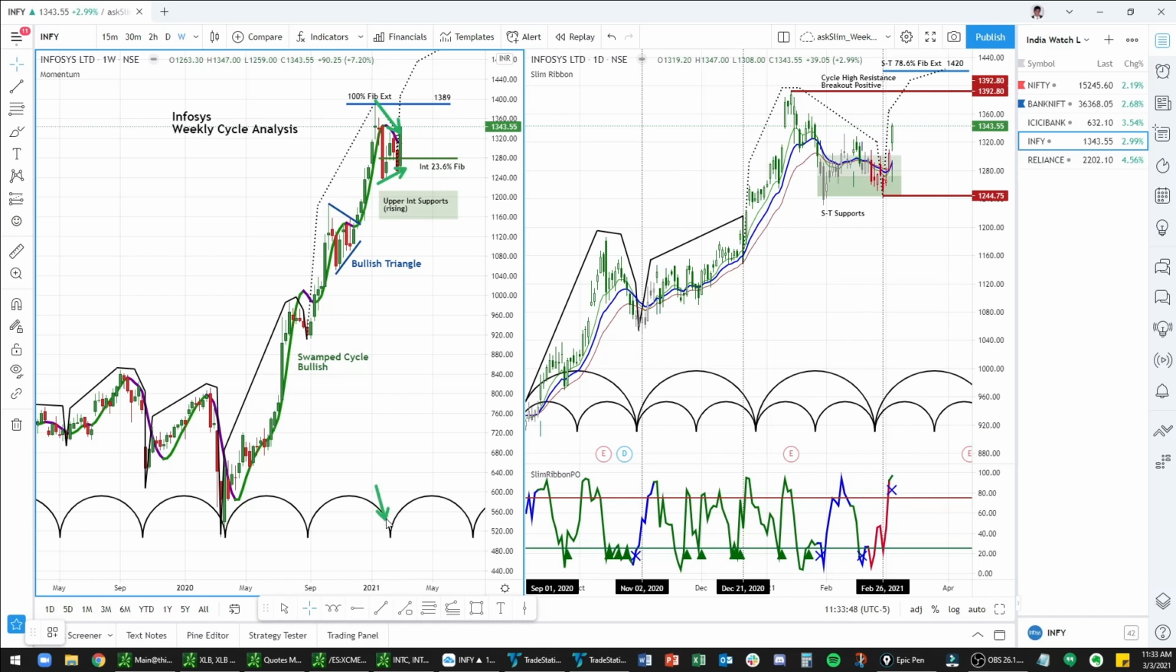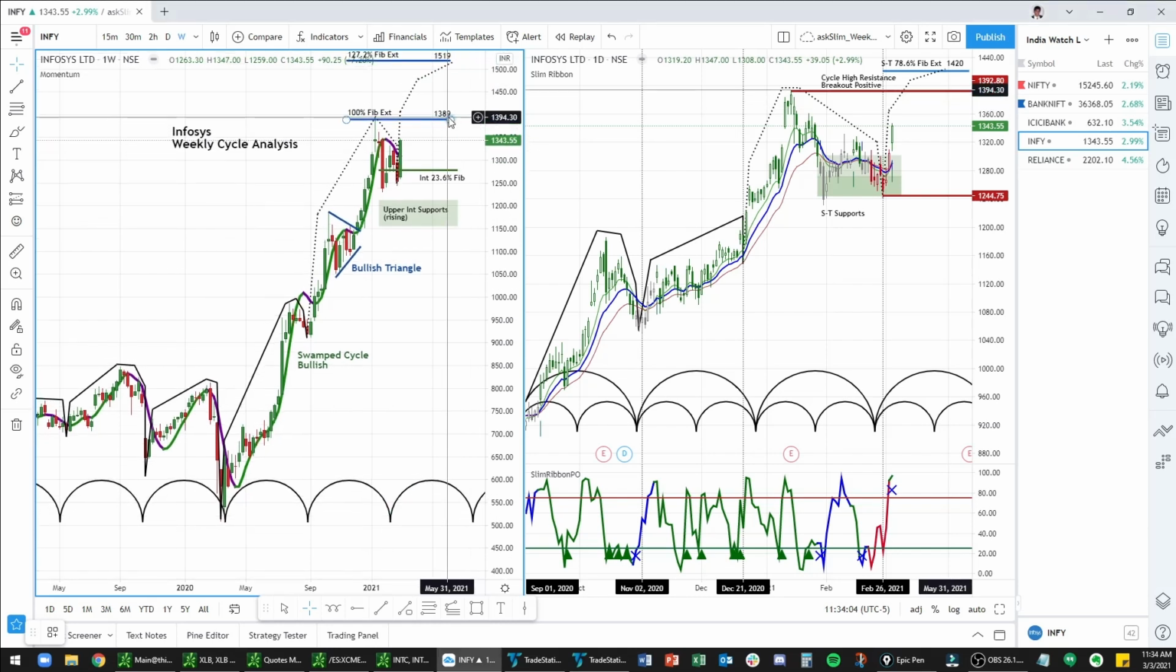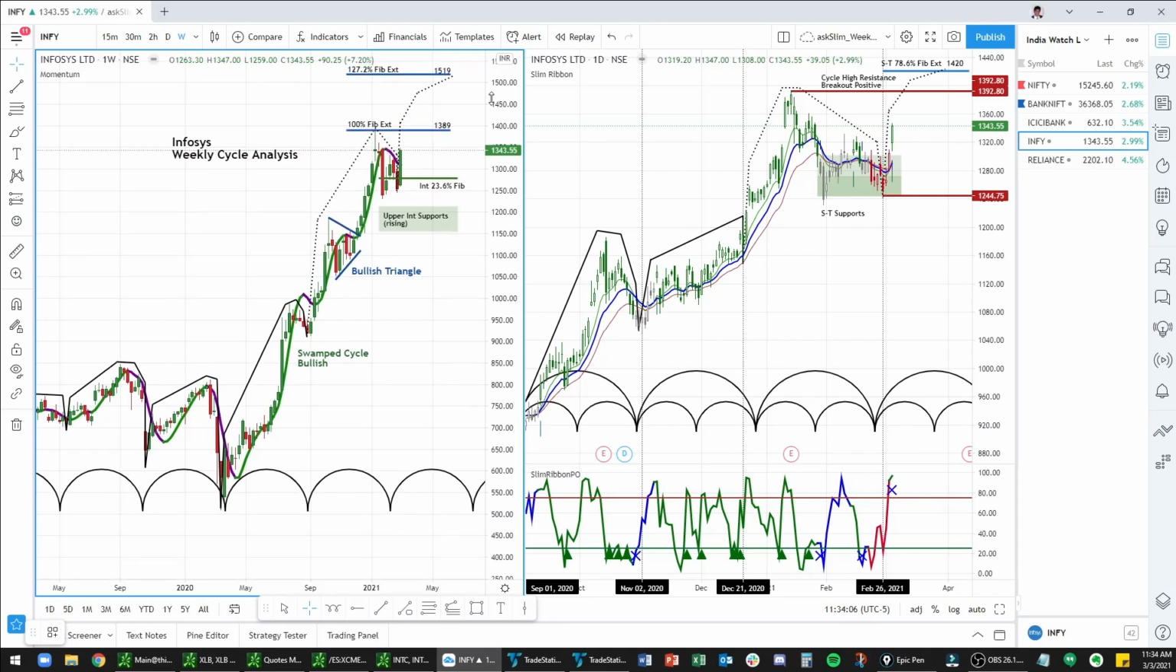Well, we had a cycle low due. The cycle low was due right around the early to middle part of February, and you can see that we are very early, very likely in a new rising phase on the intermediate term. So what are we looking for on the upside? We have a fib level here at 1389. If it gets through that, we will look for a test of this 127.2 at 1519.